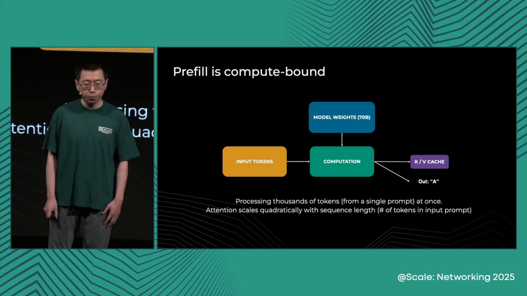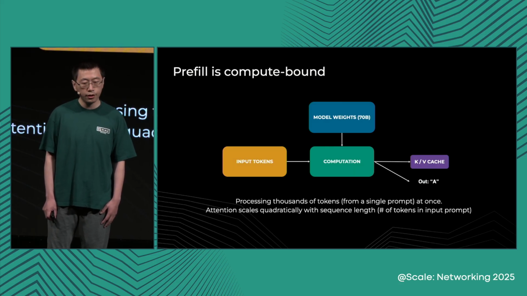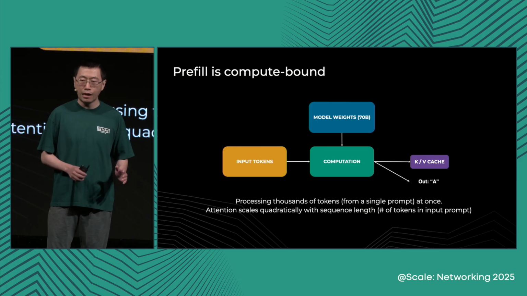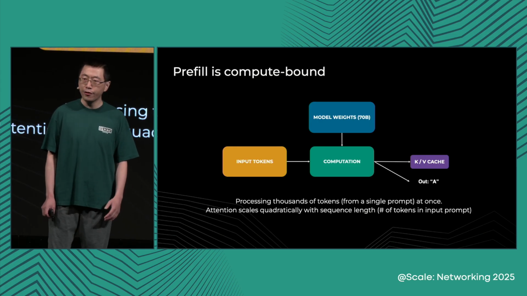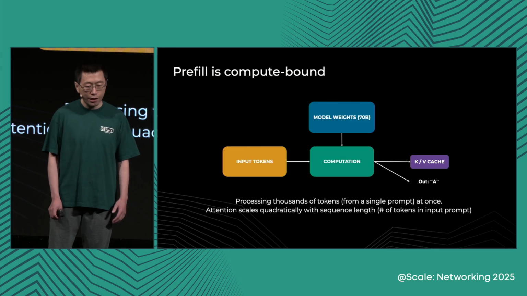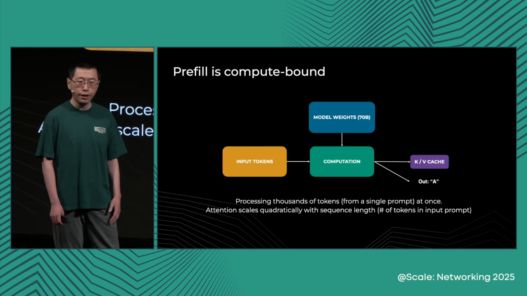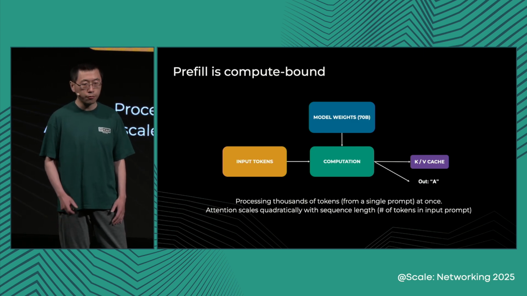The prefill stage processes a single prompt sequence of thousands of tokens at once, generating the key-value cache, or KV cache, for each transformer layer of the large language model. Note that the attention might scale quadratically with the sequence length. So overall, you can see the prefill is pretty compute dominated.